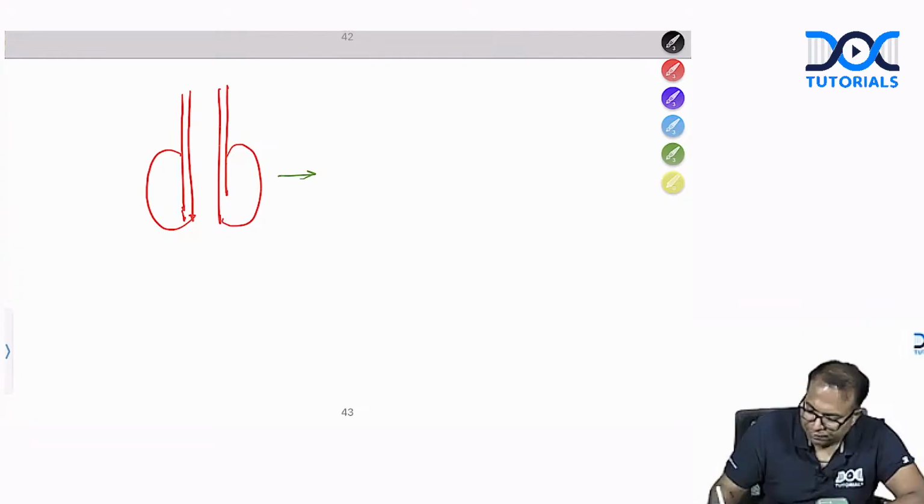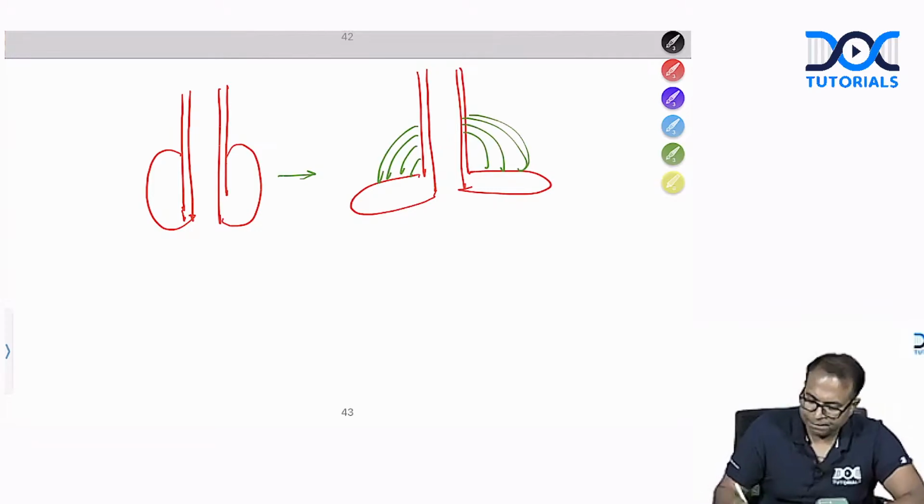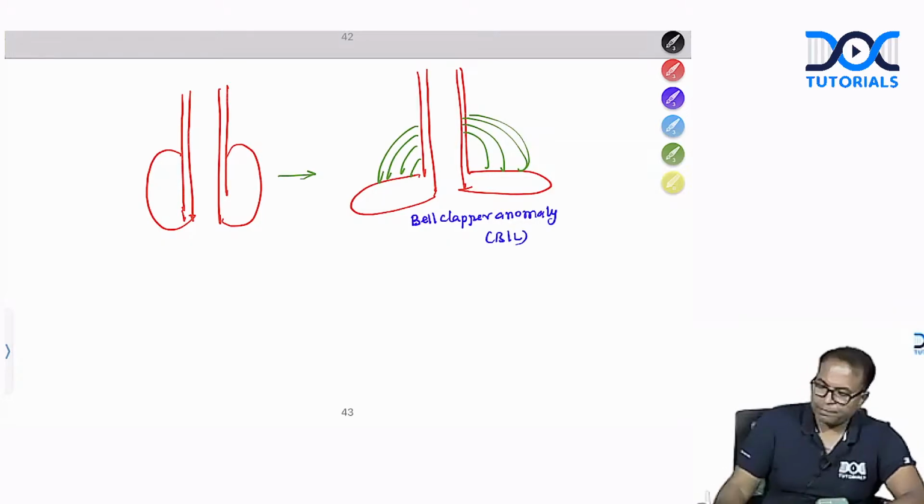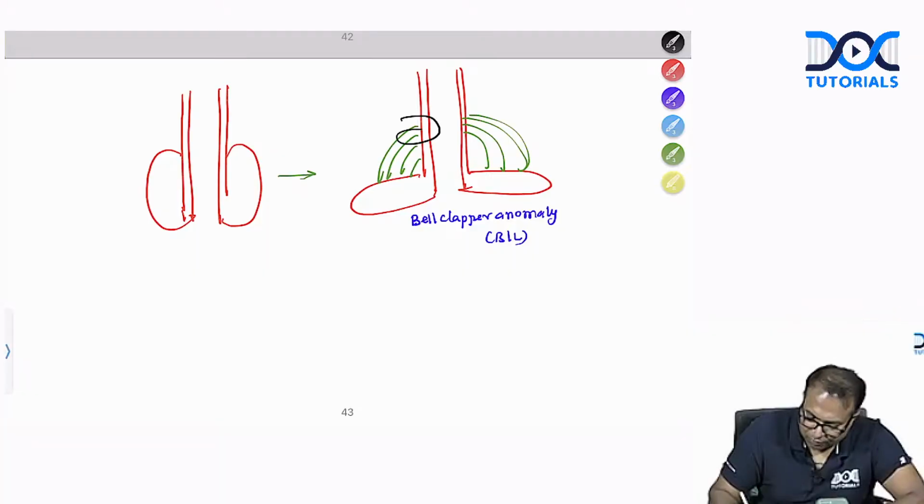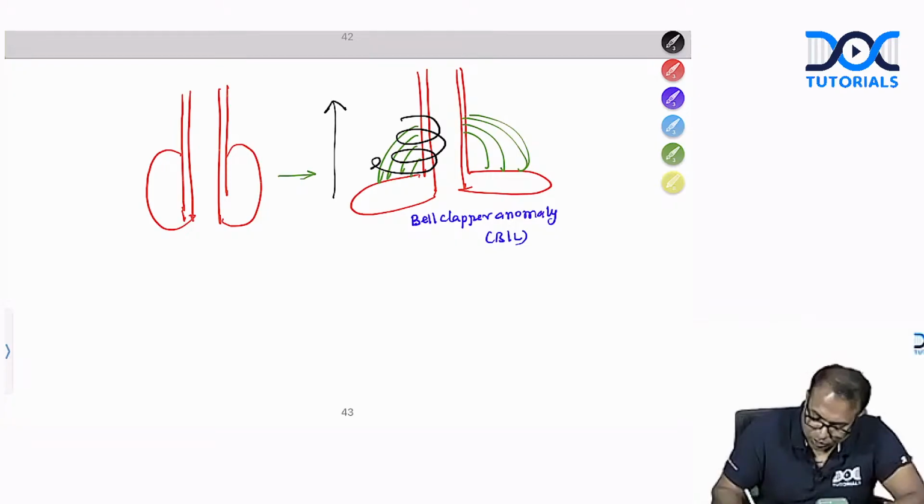What happens in some of the patients? They have a congenital anomaly. Can you tell me what this anomaly is? The testis is lying horizontally like this with a long mesorchium. What is the name of this anomaly? This anomaly is called the Bell-Clapper anomaly, and it is always bilateral. So the patient comes to you with torsion of the testis like this. The testis lies higher up, and the opposite testis lies horizontally.